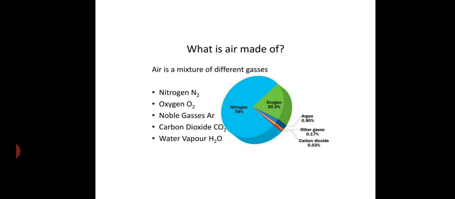So the next question which comes into our mind is, what is air? Air is a mixture of different gases. Here you can see it is made up of nitrogen, oxygen, noble gases like argon, carbon dioxide, water vapor, etc. In this diagram, you can see that air is made up of 78% nitrogen, 20.9% oxygen and 1.1% other gases.